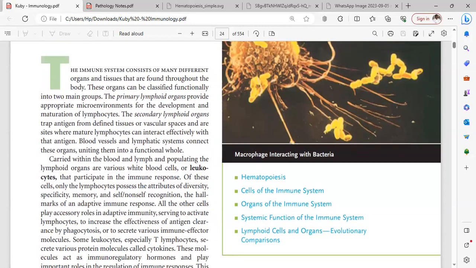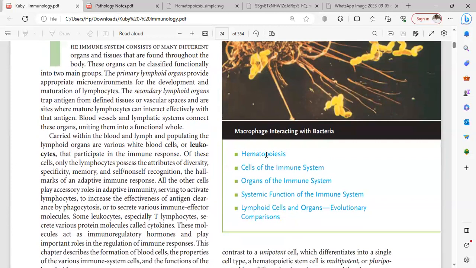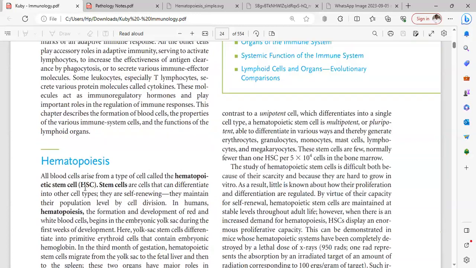We'll first deal with hematopoiesis, just to get background information about where these cells come from. Hematopoiesis is basically the formation and development of both the red and white blood cells. It deals with all the cells I've mentioned, red and white. But these red and white blood cells have one origin, which is called the hematopoietic stem cell.